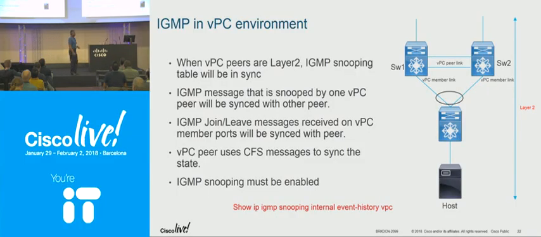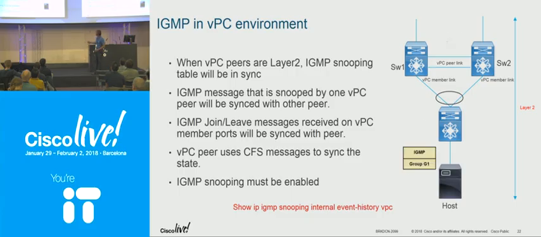IGMP in VPC environment. So like I said, VPC is one of the commonly deployed features in data center. In this example, we have these VPC switches which are layer 2. When they are layer 2, they simply receive IGMP, and they will not be processing the packet. They simply will be flooding it over the M router ports towards the multicast router.